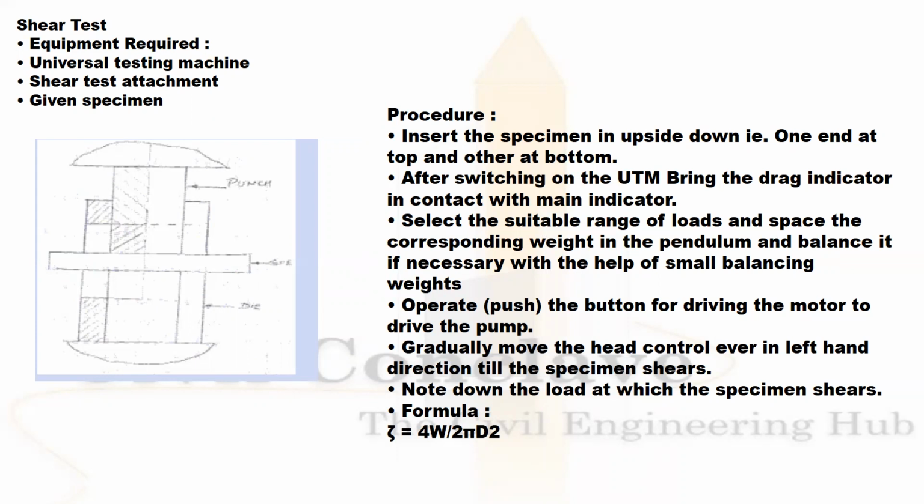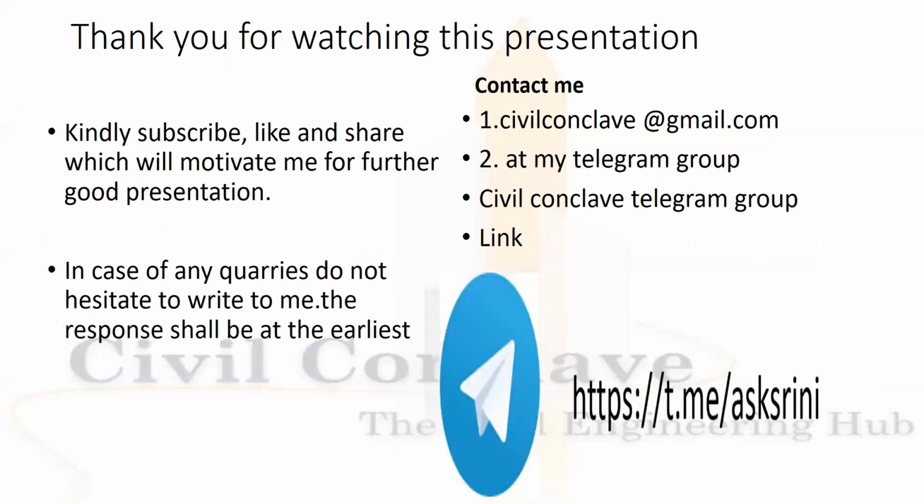Push the button for driving the motor to drive the pump. Gradually move the head control lever in the left-hand direction till the specimen shears. Note down the load at which the specimen shears. Formula: sigma is equal to 4W divided by 2 pi d square.